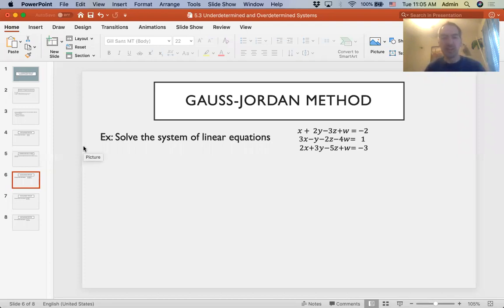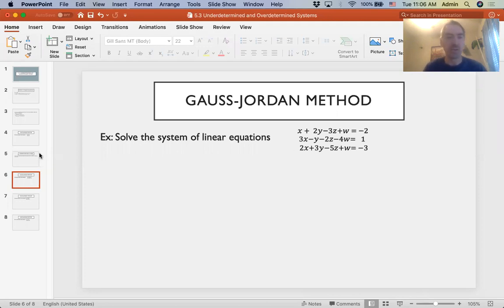And now for our last example, we have another system of equations. Let's count the number of variables and the number of equations. We have 1, 2, 3, 4 variables with only 1, 2, 3 equations. This is an underdetermined system.